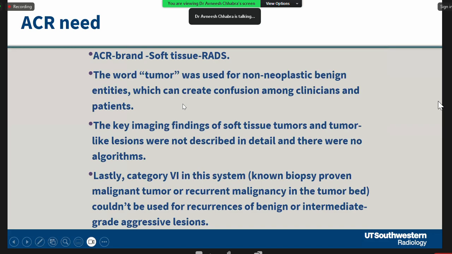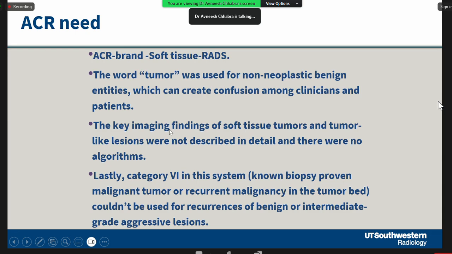So based on that, now ACR identified a need for an ACR-branded soft tissue RADS. They called it soft tissue RADS, not ST-RADS. We called it soft tissue tumor RADS. So I'm the chair for that. And we did work over the last, I would say, 24 months or so till now, and are sending it for publishing soon. The problem with the previous system was that the word tumor was used for non-neoplastic benign entities.